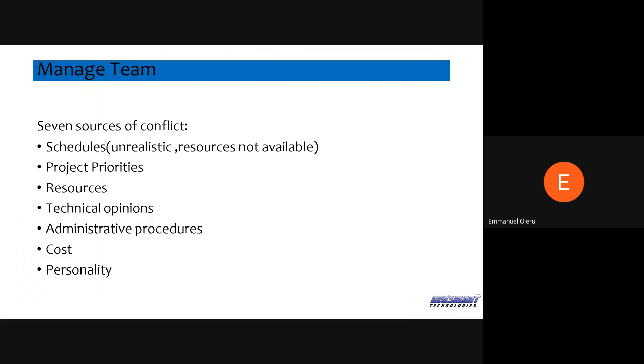Seven sources of conflict, key things you need to know. Number one, schedules. Someone will tell you to deliver this in 3 days, unrealistic, right? Or there's no resource available. Schedules, project priorities.